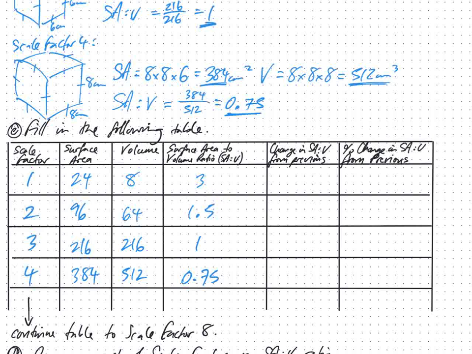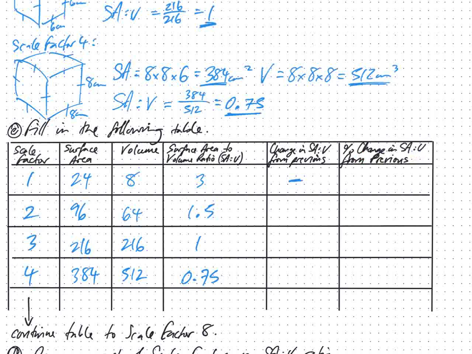It halved here, but that's not half of 1.5, and this isn't half of 1, so it hasn't been halving. It also hasn't been losing 1.5 each time, so I'll mention that in the analysis. Change in SAV from previous. So the point of me showing this is to show you how to fill in these last two. The change in SAV is going to be the change in this number from the previous. But there was no previous to scale factor 1, so this is going to be a dash.